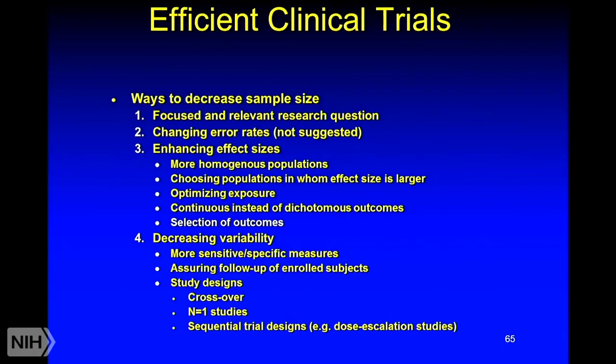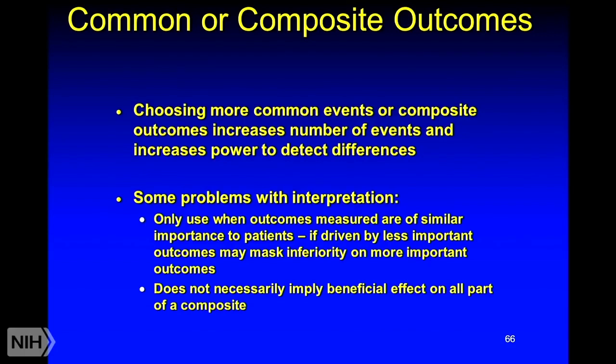So the next thing is selection of outcomes. Getting outcomes that are more common actually allows you to detect differences. Now the problem with that is that the more common events may not be the things that you're most interested in. So there's a trade-off here between those things. So sometimes people do what's called composite outcomes, where they look at multiple things that might happen to somebody. But the problem is that it results in issues with interpretation if what you're combining together is not equally important to patients. So for instance, the cardiologists get this right. They use composite outcomes in cardiology trials of death, stroke, and heart attack. Those are all bad things to happen to you.